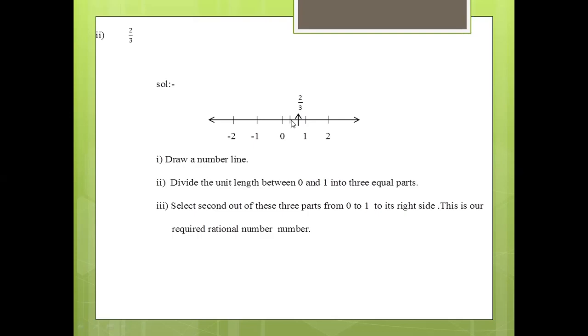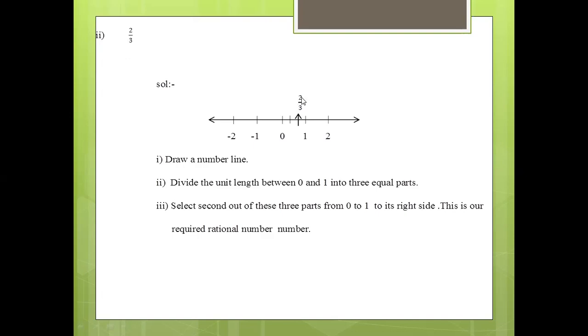Look, 1, 2. Remember one thing, if you divide it into 3 equal parts, the third one should end on the next number. So 1, 2 and 3. So if you check it, these are 3 parts, 1, 2 and 3. So why do you divide it by 3? Because the denominator is 3. The denominator shows into how many parts you divide the unit length, and the numerator shows the required position of this number 2 by 3.